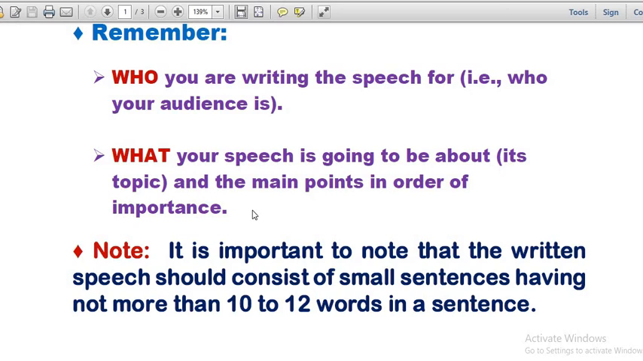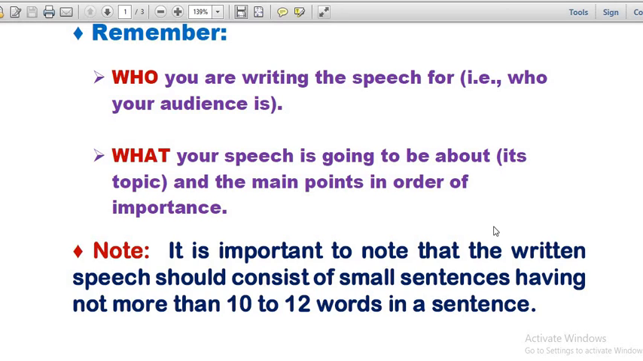First of all, you should have a proper idea who your audience is. That should be your first idea. You should have an idea regarding that at the back of your mind. And next, what your speech is going to be about, and the main points in order of importance. And you have to write the main points also in the order of importance.